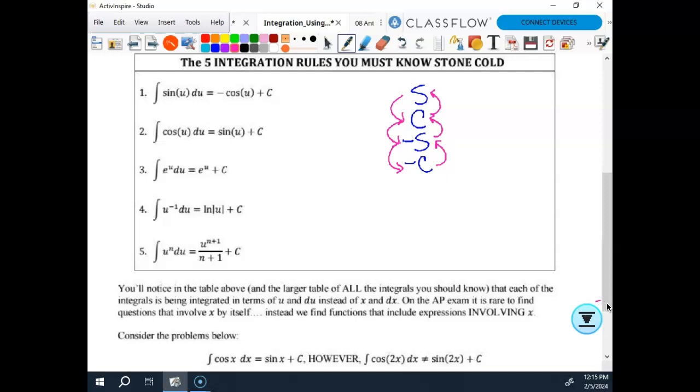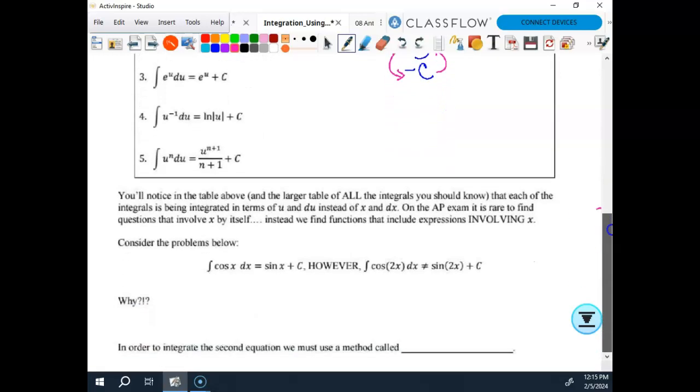All right. So, it says, you'll notice in the table above and the larger table of all the integrals you should know, which, again, you really do know them. Each of the integrals is being integrated in terms of u du instead of x dx. Okay? On the AP exam, it is rare to find questions that involve x by itself. Instead, we find functions that include expressions involving x. So not just x, but it involves x.